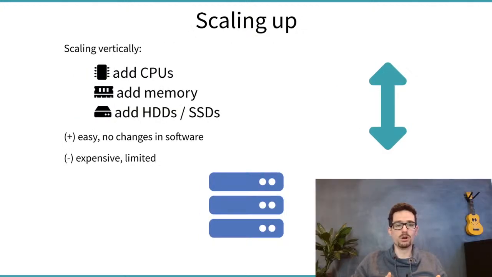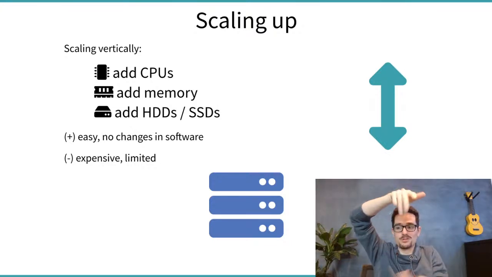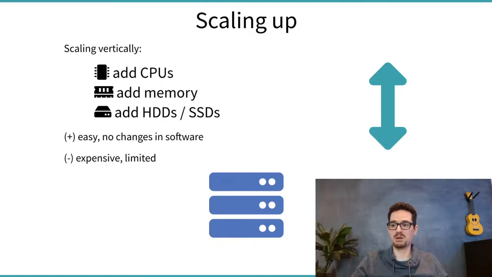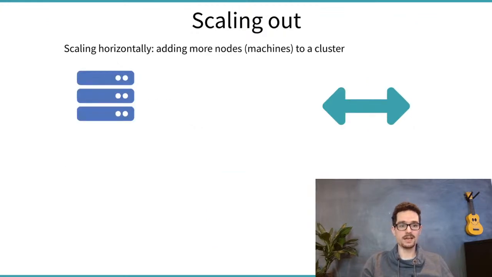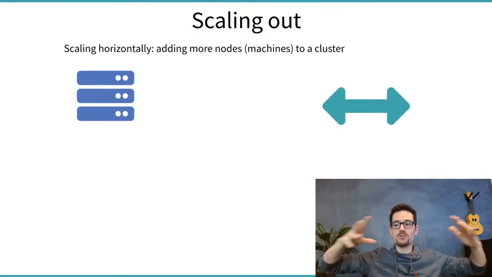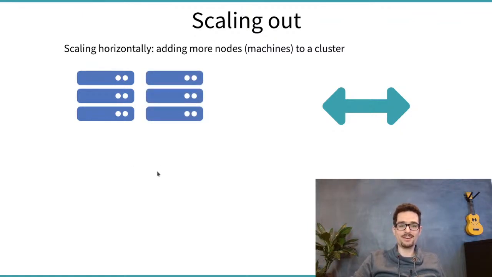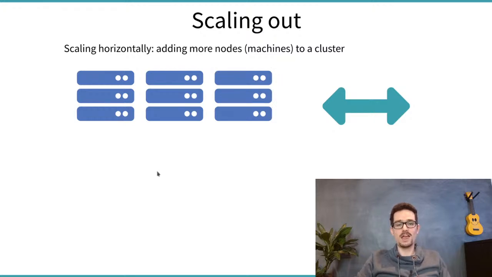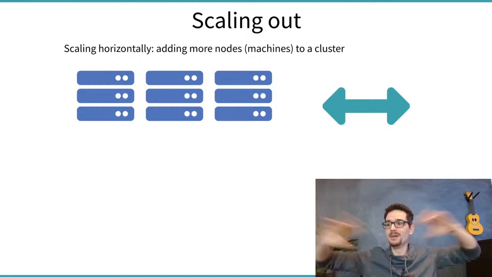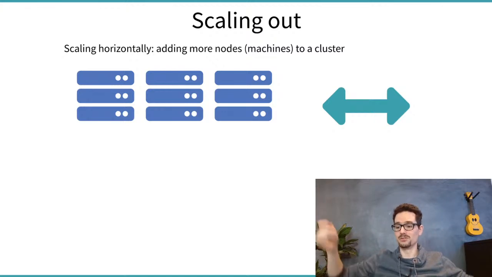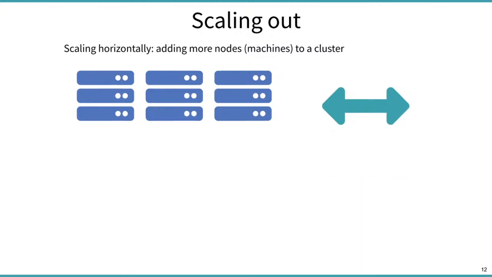Scaling up is also called scaling vertically. You have a machine and this scales vertically, means this machine gets more performant. Scaling out means you scale horizontally. Look at this server here. Scaling out means you add a second one and then a third one. And this now is not limited anymore. Google has a million servers, and when this is too slow, they buy another million servers. So it's not limited anymore.